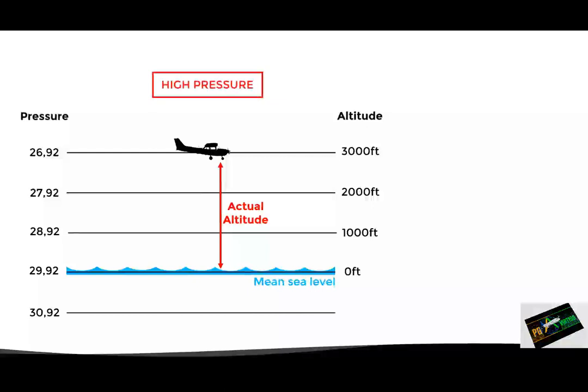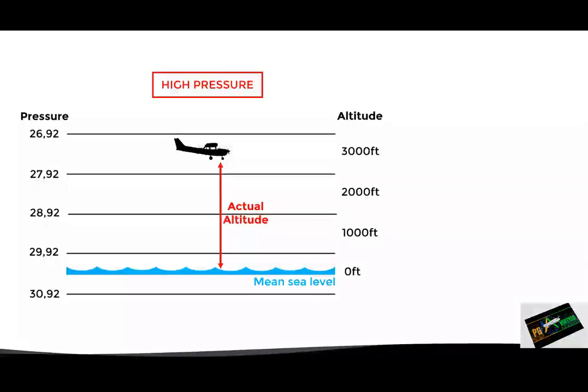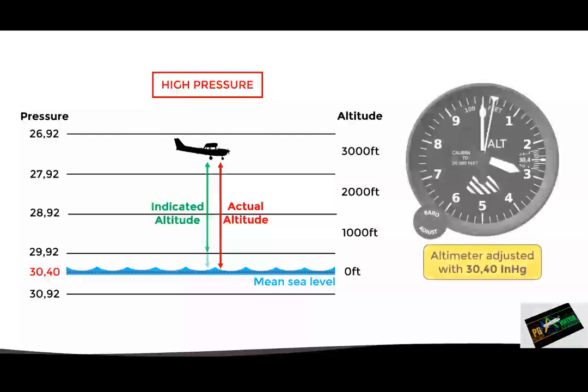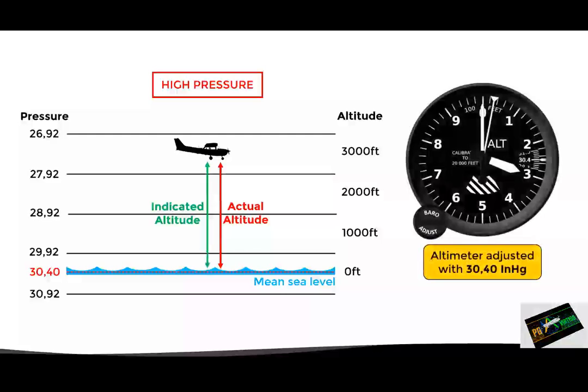Here, the isobars will move upwards, causing the 29.92 isobar to no longer represent the mean sea level. Now, the new pressure level that identifies the mean sea level is the 30.40 inches of mercury isobar. In this situation, if our altimeter is still adjusted to use 29.92 as barometric reference, the indicated altitude will be lower than the actual altitude. This happens because the instrument is measuring the altitude in relation to the 29.92 isobar, which in this case is higher than the mean sea level. The solution here is to readjust the altimeter to use 30.40 as the new barometric reference, since it's the current pressure level that identifies the mean sea level. This way the altimeter will measure the actual altitude correctly.